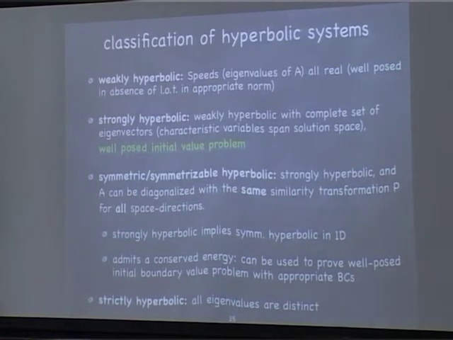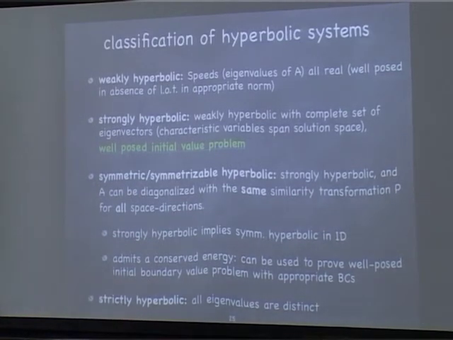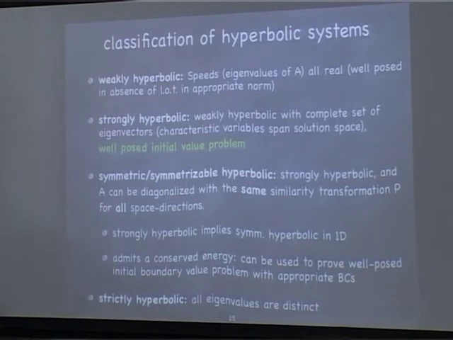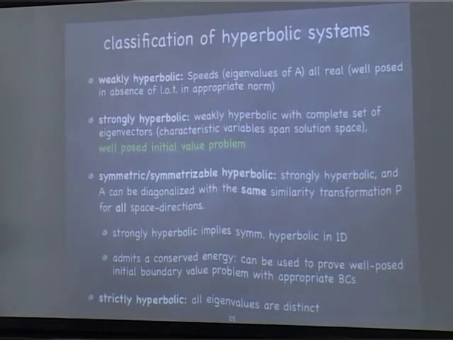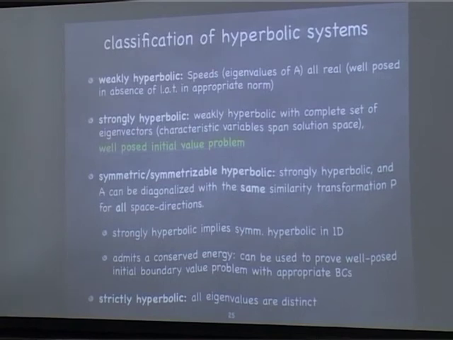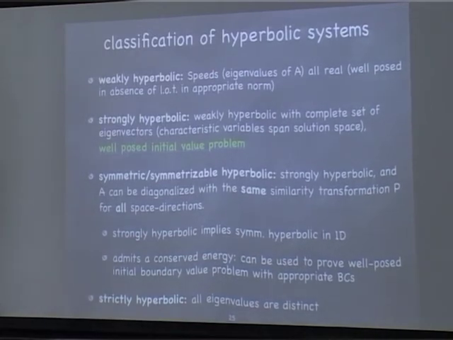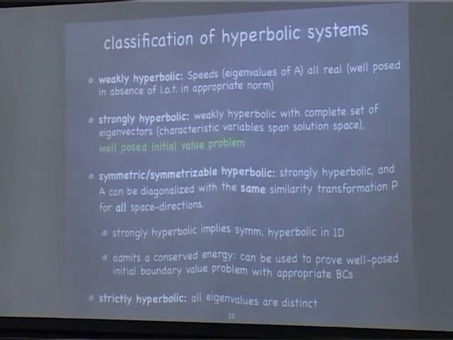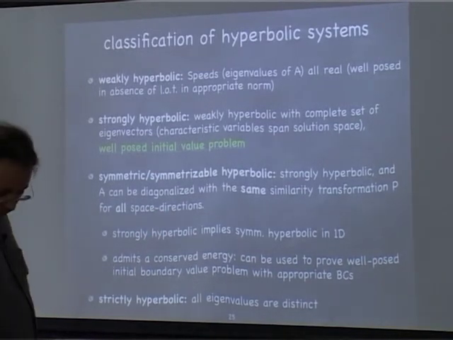Something that's important to remember: in one dimension, there's only one direction which you can choose. In one space dimension, strongly hyperbolic is always symmetric hyperbolic. There's another notion, but for us it's not going to be relevant. Strictly hyperbolic is when all eigenvalues are distinct.